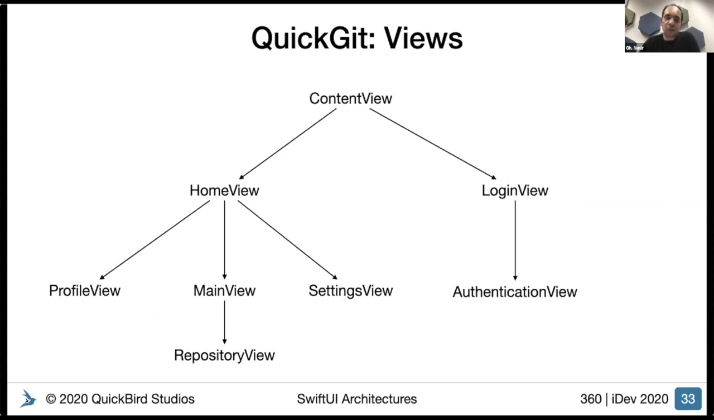But if you're logged in already, you can see a profile view, the settings view, and it's now called a repository list. Previously, it was called main view, so it's like repository list. And from repository list, you can click on any repo, and then you can go to the repository view.